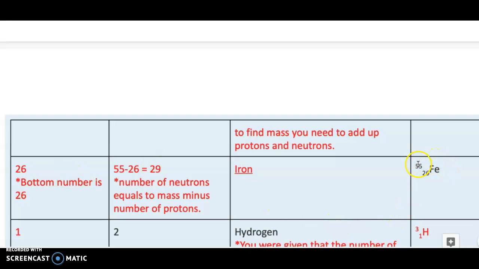So over here, you have three points that you know. So first of all, this is iron. You know the atomic number, and you know the mass. So by knowing the atomic number, you can write that it is 26, right? The number of protons. And to find out the number of neutrons, you have to subtract 26, which is the number of protons, from the mass. And now you know the number of neutrons is 29. And over here, it's just asking you the name of the element, which is iron.